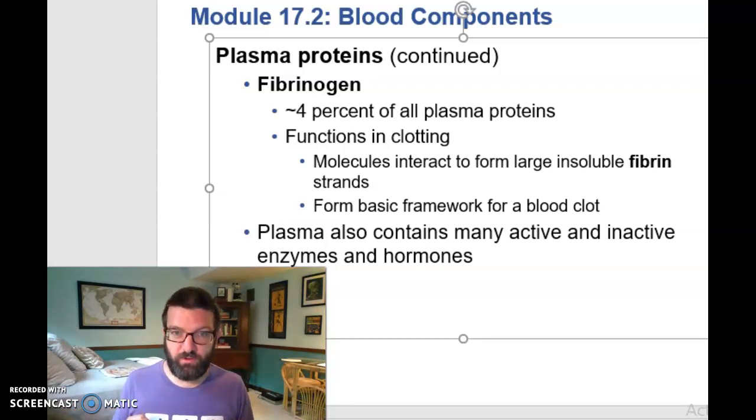But it's also very important that it does become fibrin when we need it to, so that we can stop bleeding. And we'll talk about that process a little bit later. So the fibrinogen is a protein that is a precursor to fibrin, which is a fibrous protein.